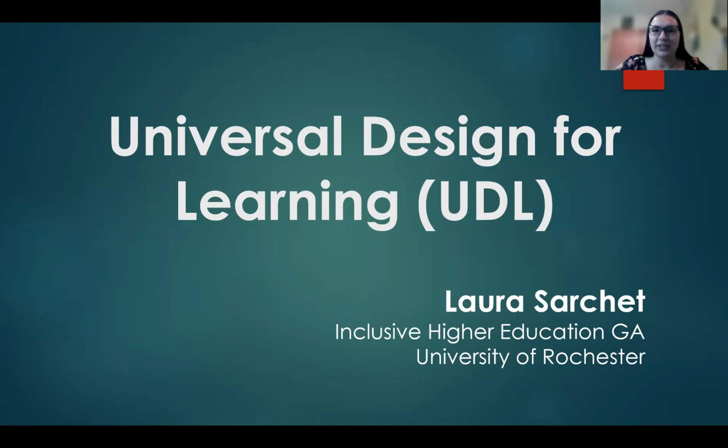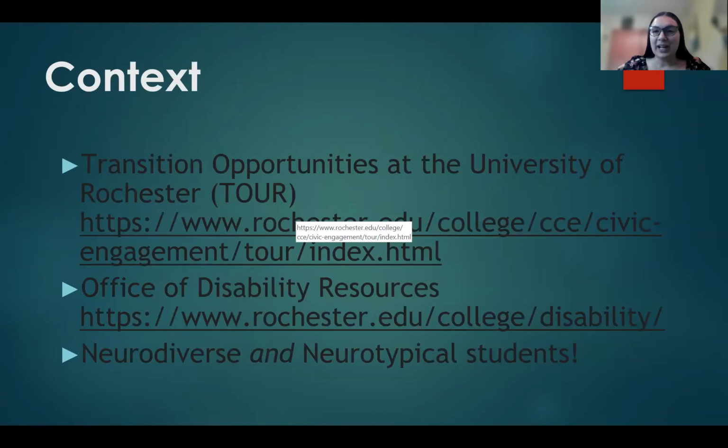Today we are talking about Universal Design for Learning, or UDL. So as always, I want to give you a little bit of context about our programs that you might be interfacing with at the University of Rochester. We have our BOCES students who are auditing classes in the tour program. We have students who are registered with the Disability Resources Office, and they might receive accommodations in your class. We also have neurodiverse and neurotypical students in all of our classes. These are students with disabilities and students without disabilities. And all of these people benefit from Universal Design for Learning.